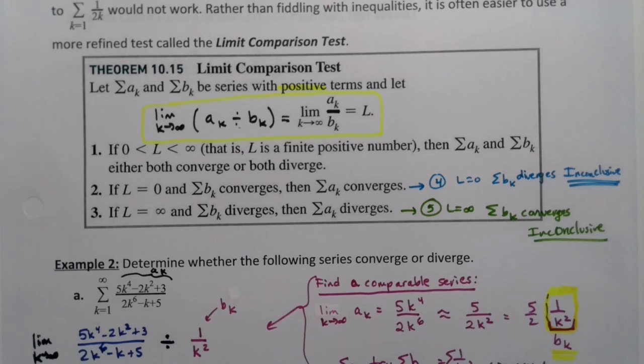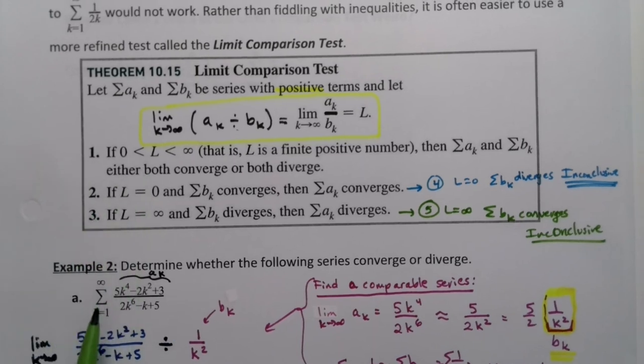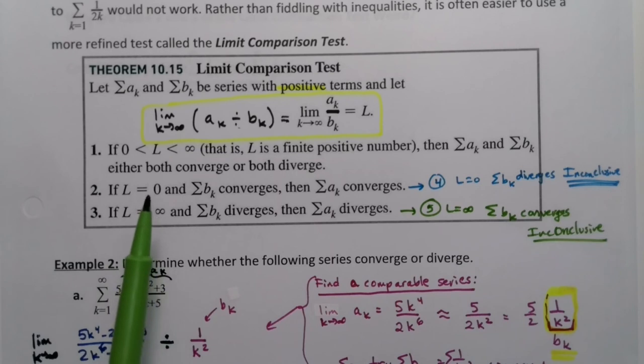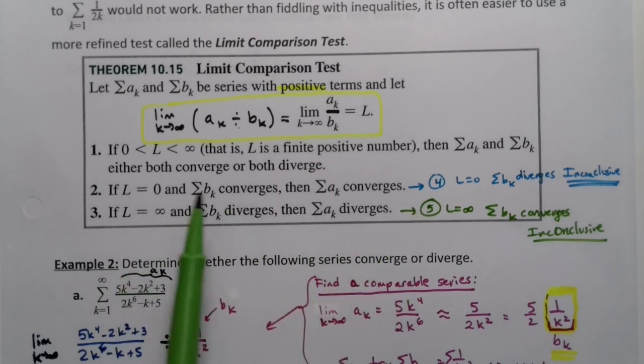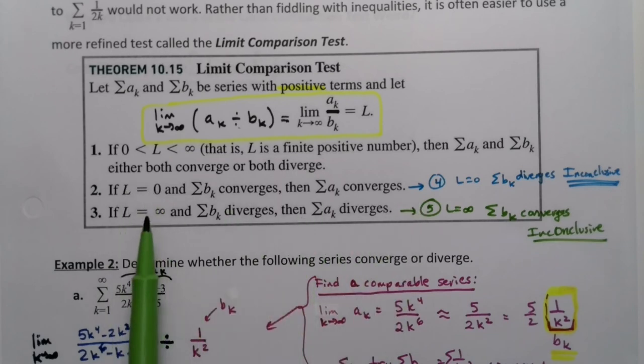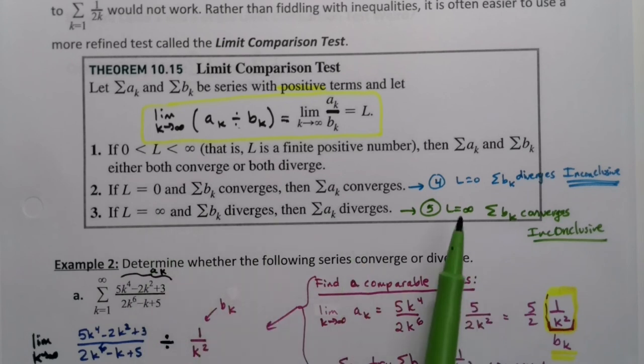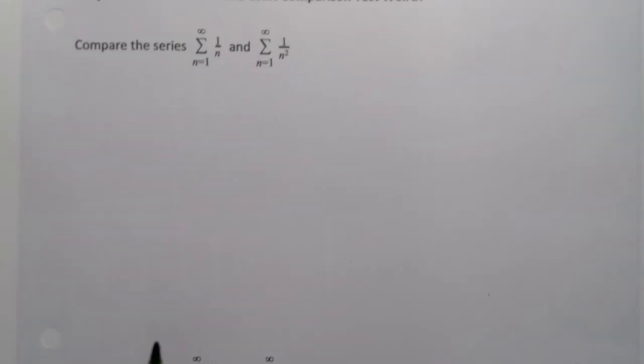Every example we've done so far of the limit comparison test worked out to be a finite number. In other words, we were always working in case 1 for example 2. But now let's take a look at these other weird things that can happen. We could have the limit be 0, we could have the limit be infinity, and some appropriate cases to go with it. All right, so let's look at that problem.